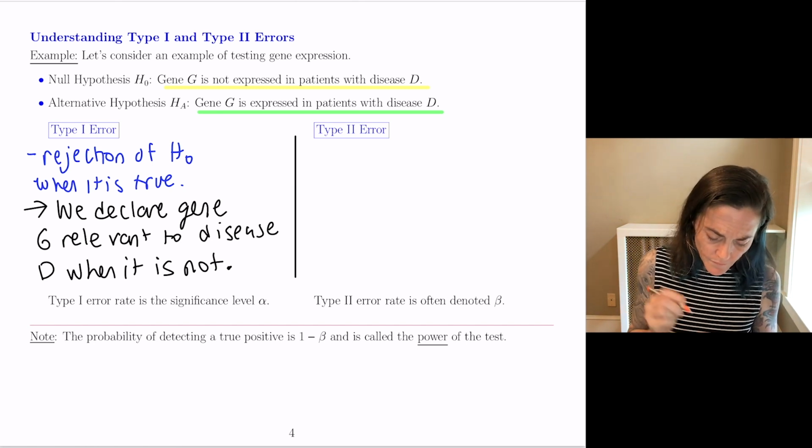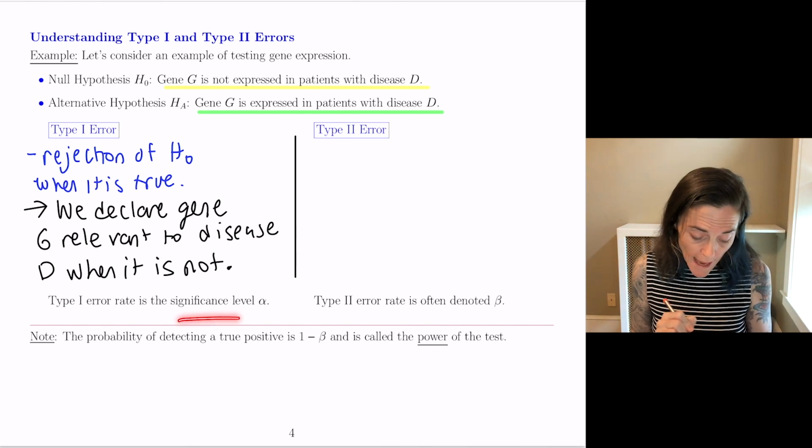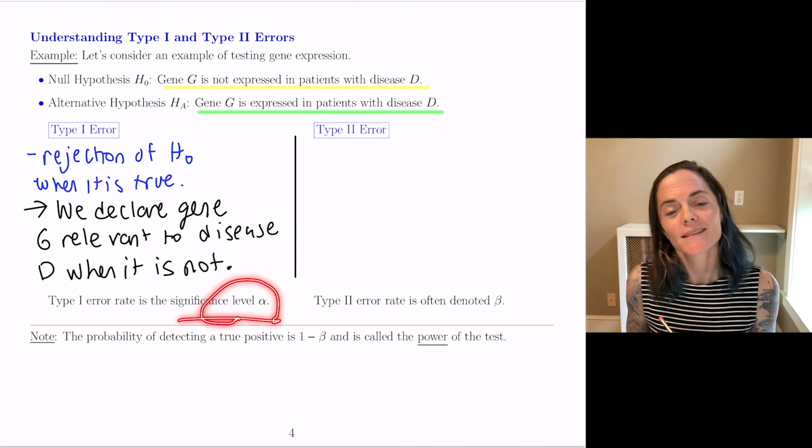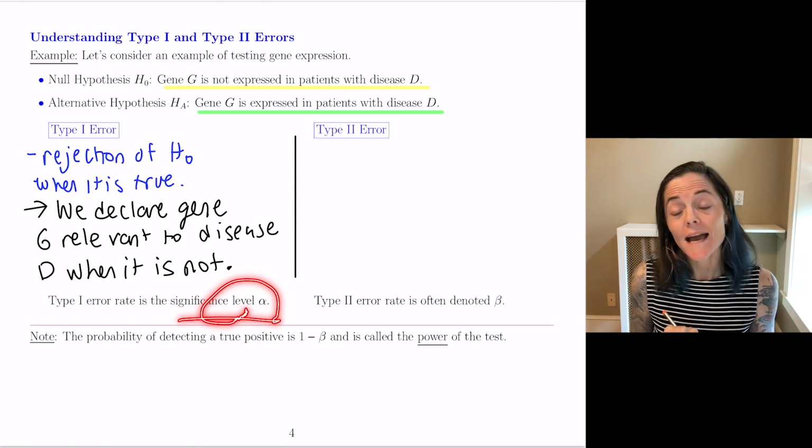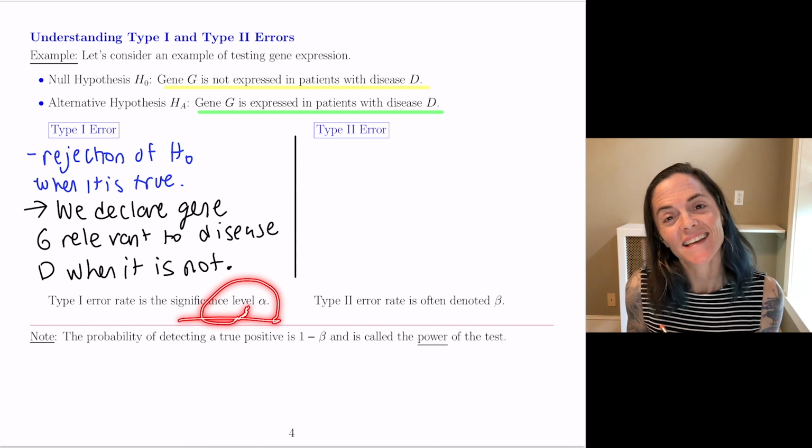Now, the type 1 error rate is the significance level. This alpha is the probability that you reject H0 given it is true.